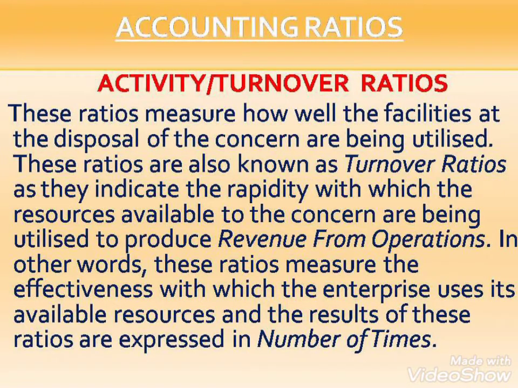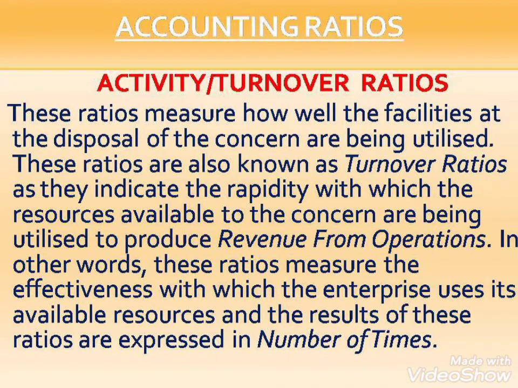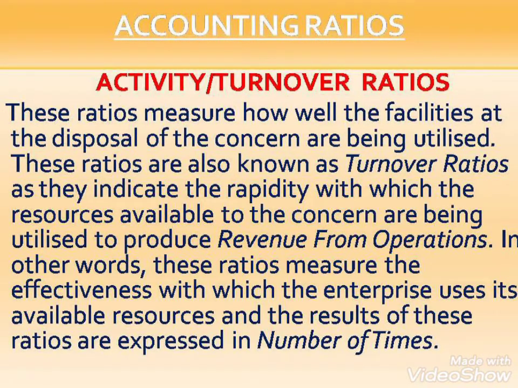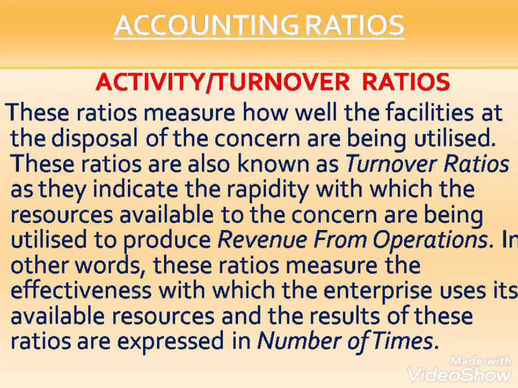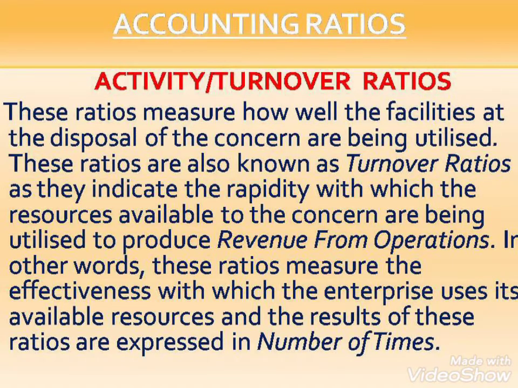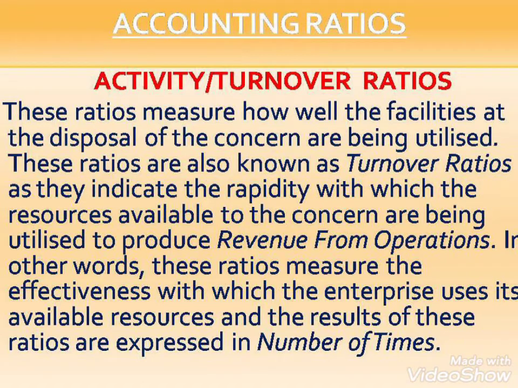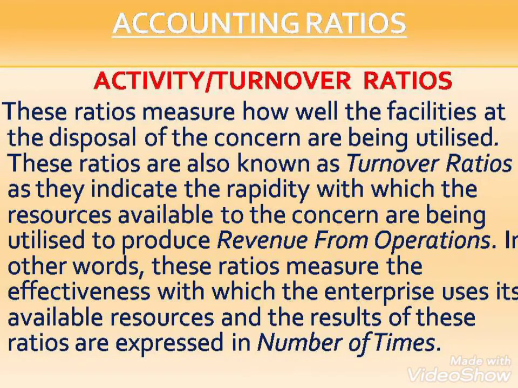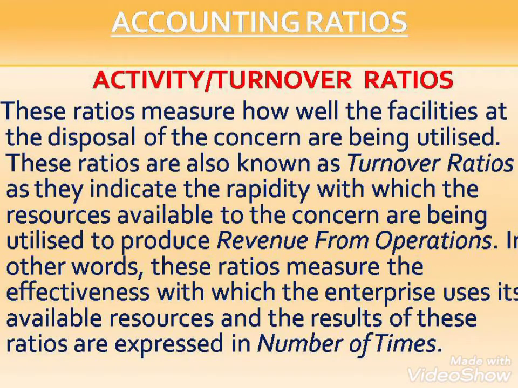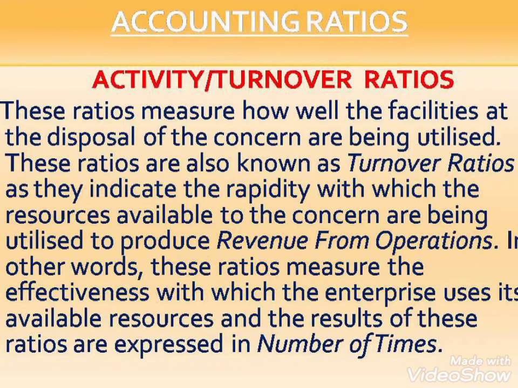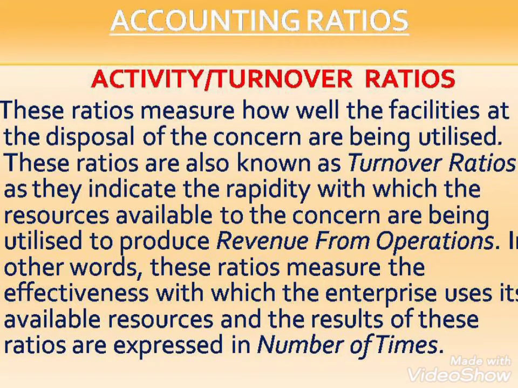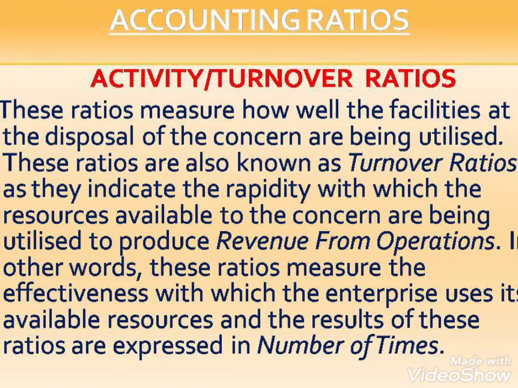Activity ratios, also known as turnover ratios, measure how well the facilities at the disposal of the concern are being utilized. These ratios are known as turnover ratios as they indicate the rapidity with which the resources available to the concern are being utilized to produce revenue from operations. In other words, these ratios measure the effectiveness with which the enterprise uses its available resources, and the results of these ratios are expressed in number of times.